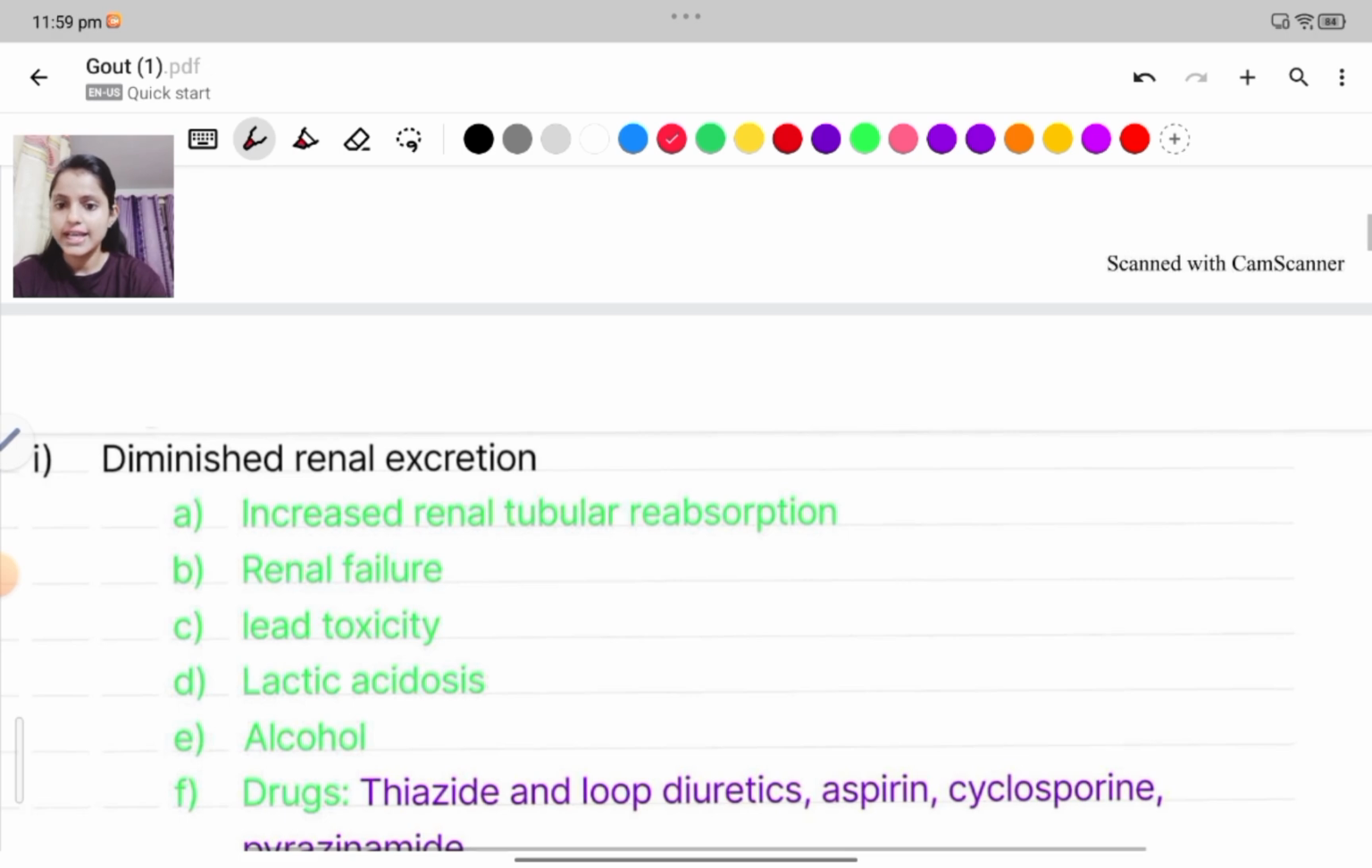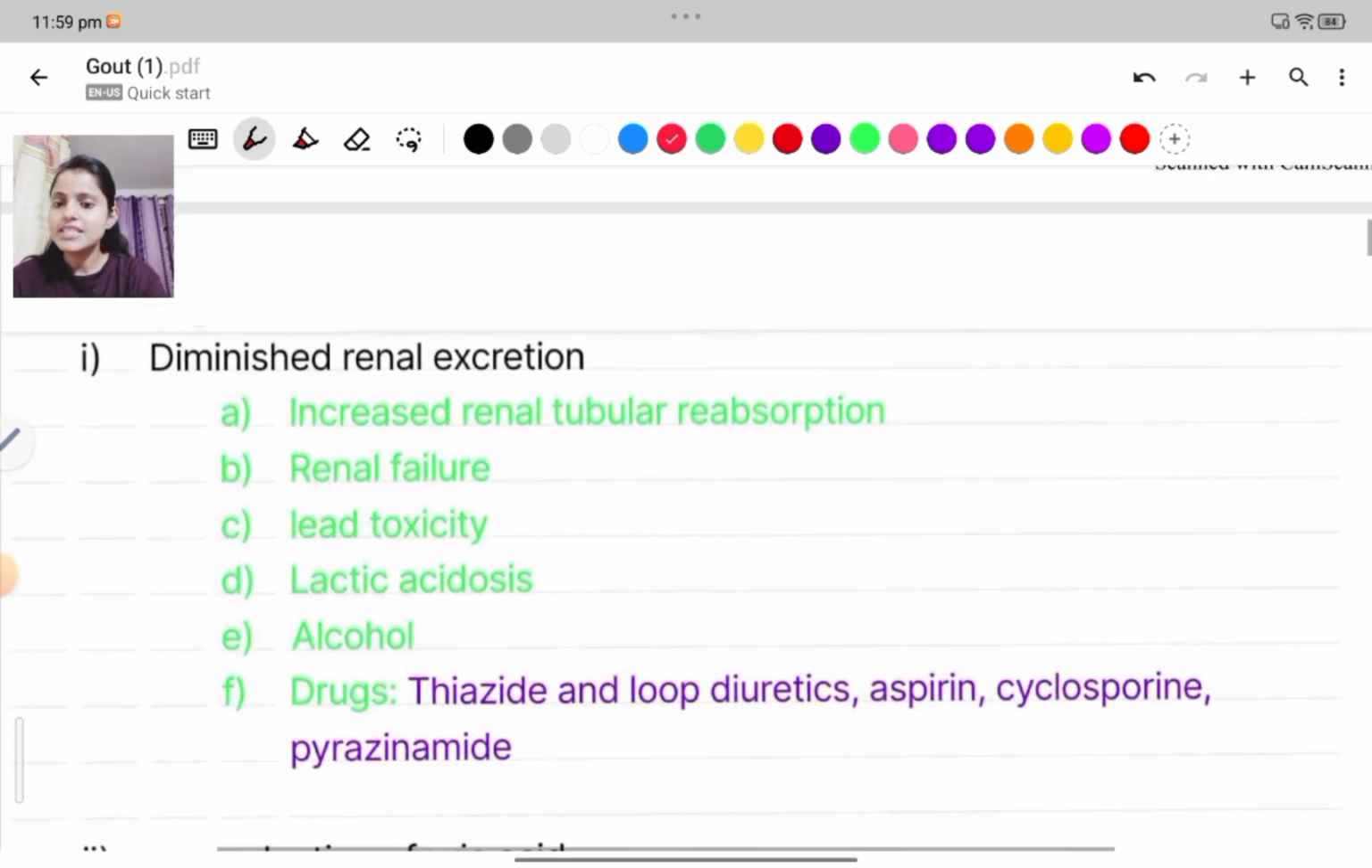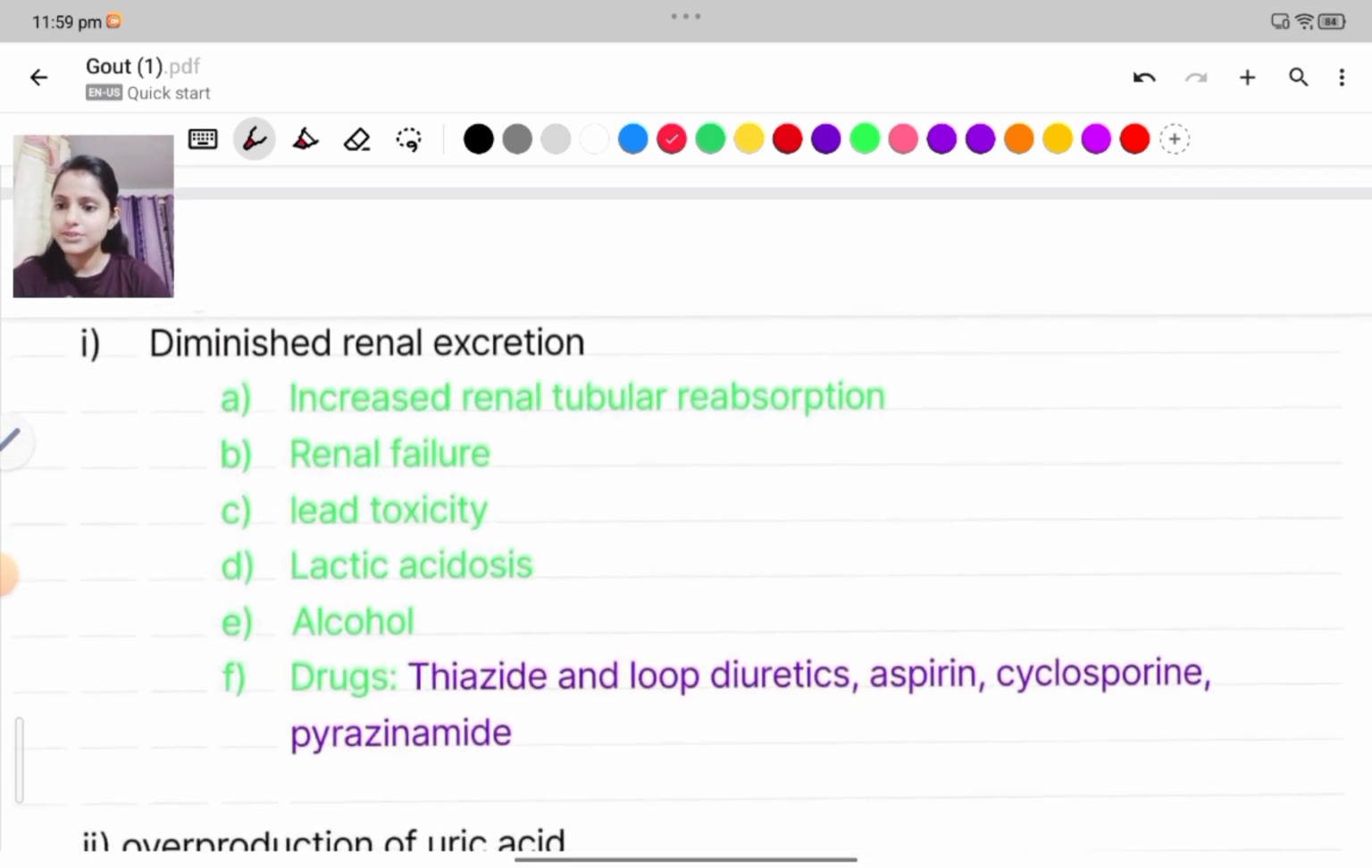Causes of gout. Gout is due to diminished renal excretion or due to increased production of uric acid. Why is uric acid excretion decreased? If there is renal failure, lead toxicity, increased renal tubular reabsorption, lactic acidosis, or a history of drug intake, like thiazides, loop diuretics, aspirin, cyclosporin, and pyrazinamide. This causes diminished renal excretion.